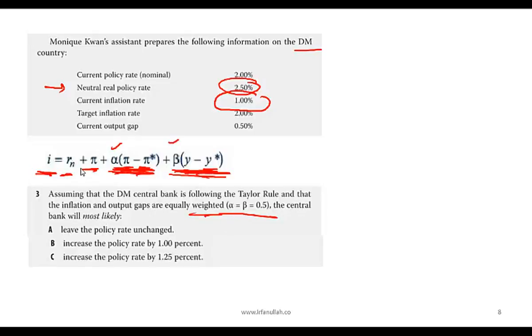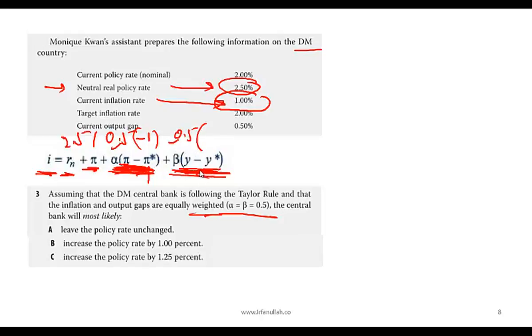So we just plug in now. What is the neutral rate? We plug in this number, 2.5%. What is pi? This is the current inflation rate. So we plug in 1%. The alpha is 0.5. And what is the difference between the current inflation and target inflation? So the difference is -1. The target inflation rate is 2%, pi is 1, plus beta, which is 0.5, into the difference between these two.